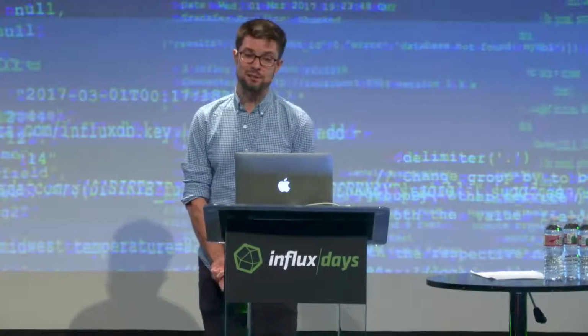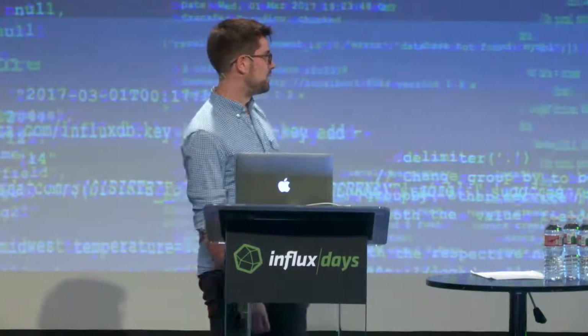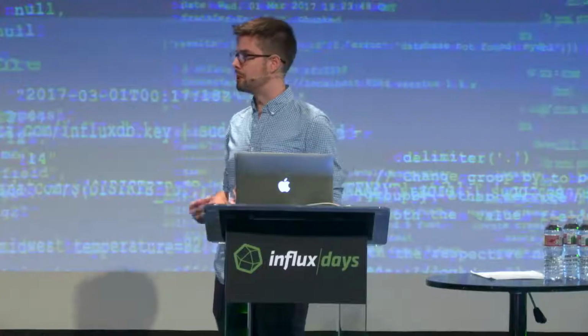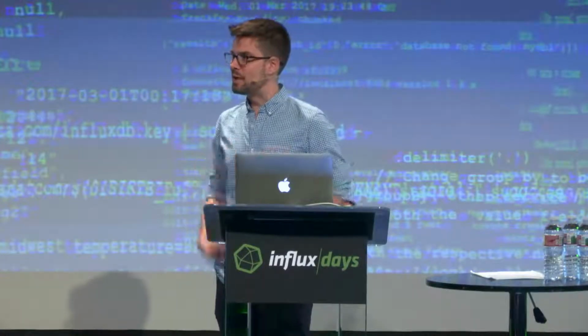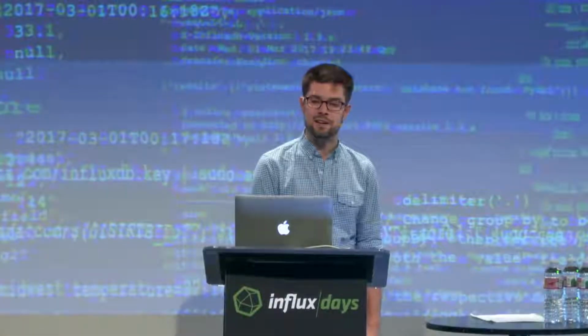GitHub issue templates are really great. I created this dygraphs.com/fiddle link a few years ago. It takes you to a JSFiddle that has a Dygraph in it that you can customize. And I basically close any bug report that doesn't have a link to one of those at this point. It's just a way to encourage people to create concise, reproducible bug reports. And I personally find those much more compelling to actually go in and fix and try to understand.